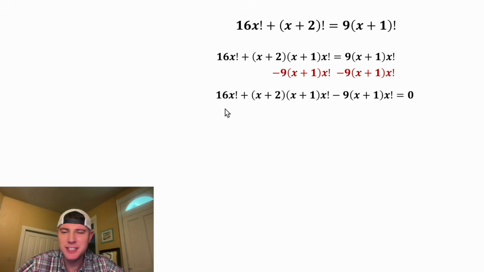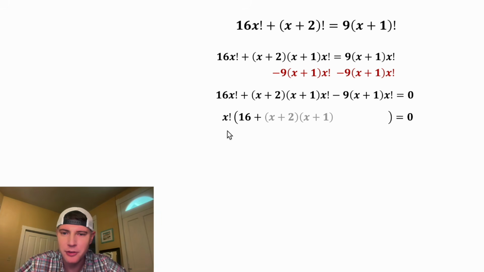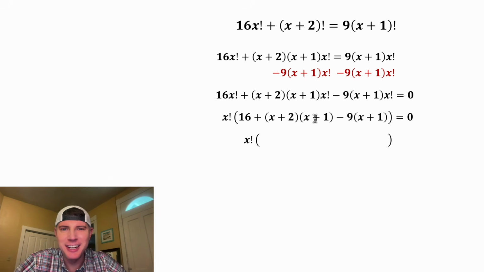So now we're going to have 16x factorial plus this minus this equals 0. Now each of these three terms contains an x factorial, so let's factor out x factorial. For the first term, after we factor out the x factorial, we're left with 16. For the second term, after we factor this out, we're left with x plus 2 times x plus 1. And then for the third one, after we factor this out, we're left with minus 9 times the quantity x plus 1.